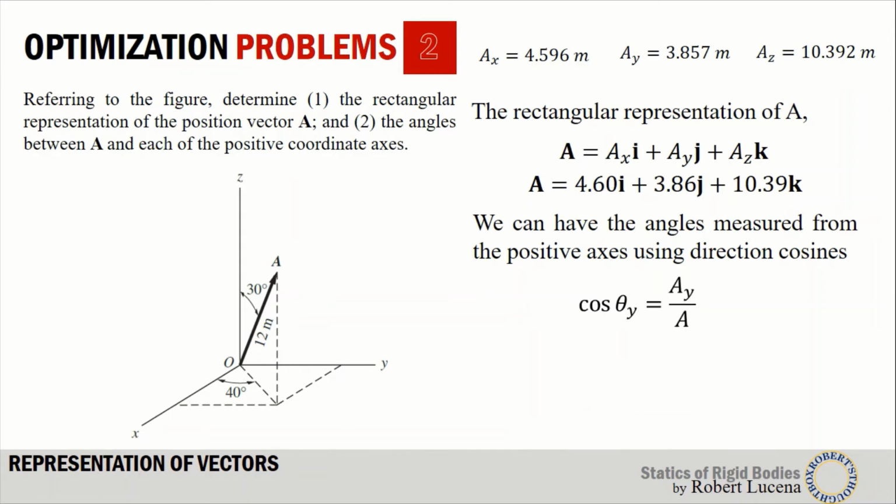Now let's try theta y. So this is the definition of direction cosine. Again, cosine theta y is equal to AY over A. So substituting the values, we have cosine inverse of 3.857 divided by 12. We have now the angle measured from the positive y-axis, that is 71.3 degrees. Now let's prove this should be correct, that cosine theta z, although it's already given that it's 30, let's try it still. So cosine theta z is equal to AZ over A. Now we have AZ equal to 10.392 and A equal to 12. Solving for theta z, we have 30 degrees. Okay.